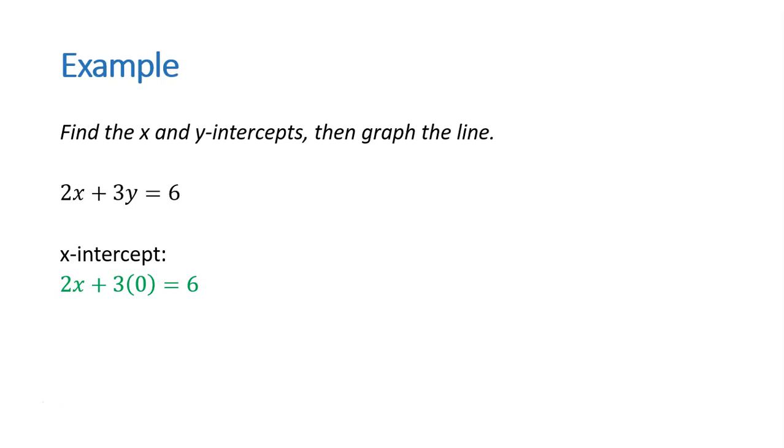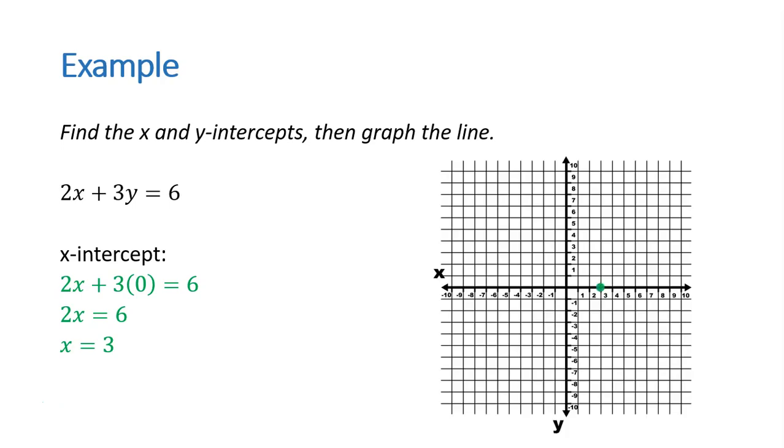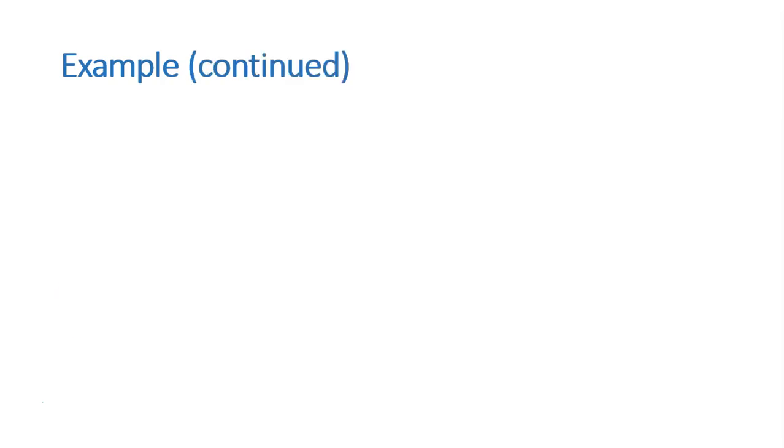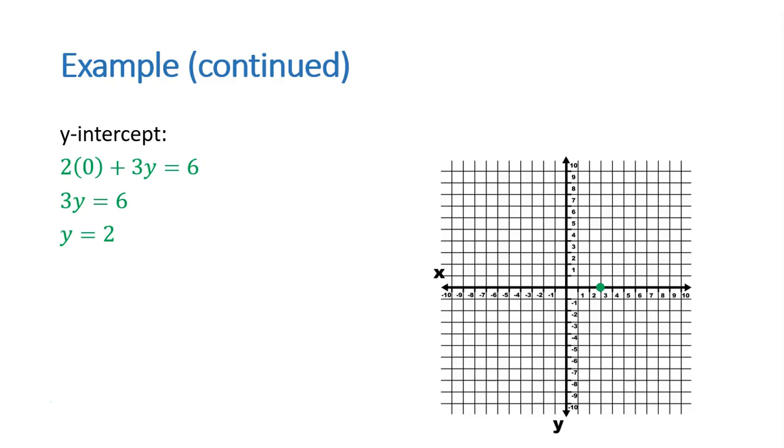So 2x plus 3 times 0 equals 6. The 3 times 0 goes away, so we just have 2x equals 6, which means that x is equal to 3. So our x-intercept is x equals 3. Now let's find the y-intercept. So the special thing about a y-intercept is that the x-coordinate is always 0. So if we assume the x-coordinate is 0, then we can solve for the y to determine what makes that equation true. So we have 3y is equal to 6, or y is equal to 2. So we have an x-intercept of 3 and a y-intercept of 2.